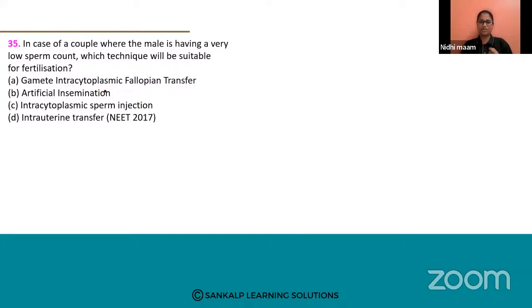Artificial insemination: the collected and stored sperms will be used to fertilize the ovum in vitro, that is, in laboratory conditions. Then the zygote will be transferred. Intracytoplasmic sperm injection: within the cytoplasm, the sperm is injected into the egg. Okay, so option B and C is the right answer here.